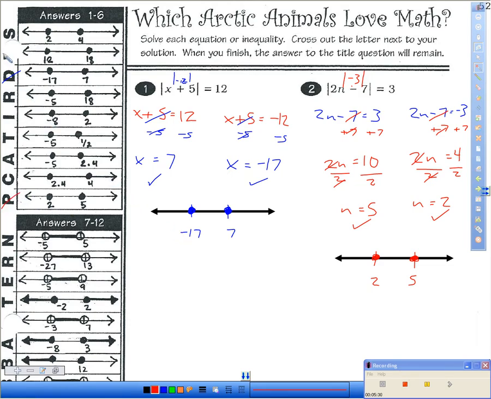Now, since some of the answer choices on your page are cut out by the holes, don't worry so much about getting the correct answer to the riddle or to the question at the top. Just be sure that you are showing your work for all of these problems on this page.